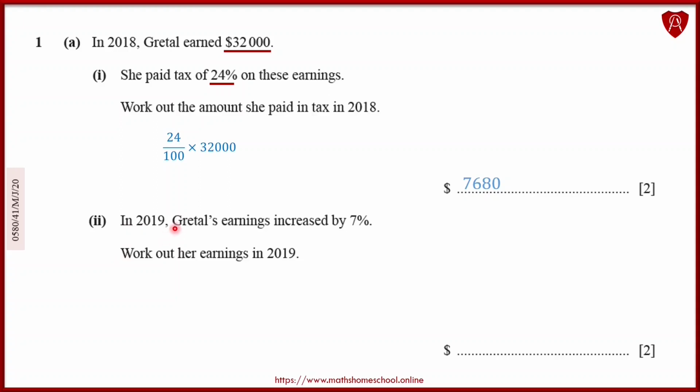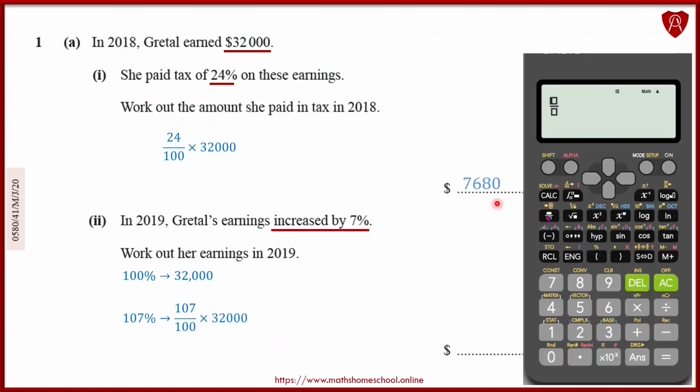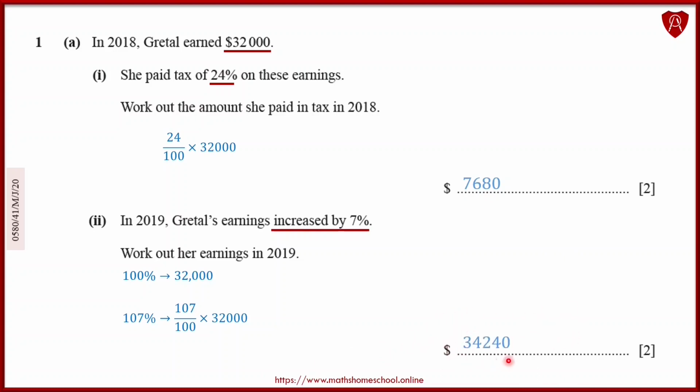In 2019, Gretel's earnings increased by 7%. Work out her earnings in 2019. Increased by 7%. If 100% was 32,000, 107% is 107 over 100 times 32,000. That gives 34,240.